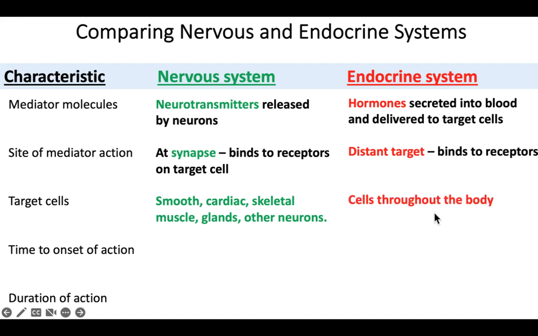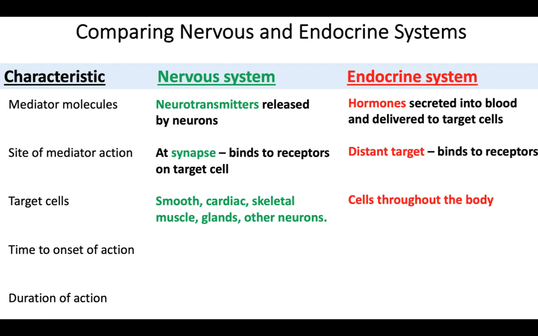Endocrine system can control all kinds of cells throughout the body. It doesn't influence skeletal muscle, but we've got hormones that might influence your smooth muscle. We've got hormones such as epinephrine that might affect your heart. And then it'll affect other cells. It might affect cells of your liver. Or you might have a hormone that influences cells of your kidneys. So endocrine system's functioning is very broad as well as the nervous system.